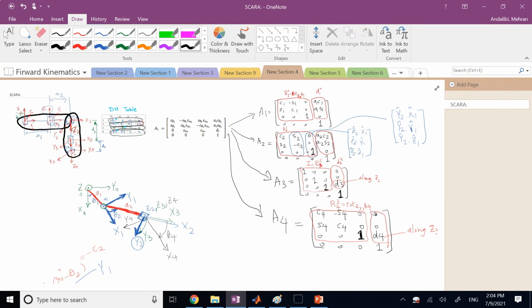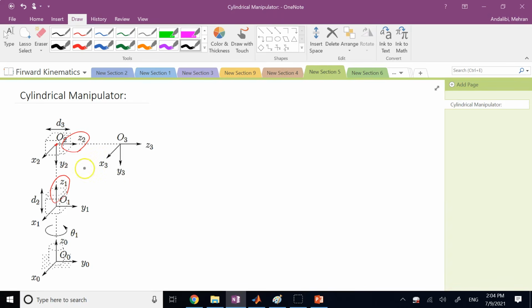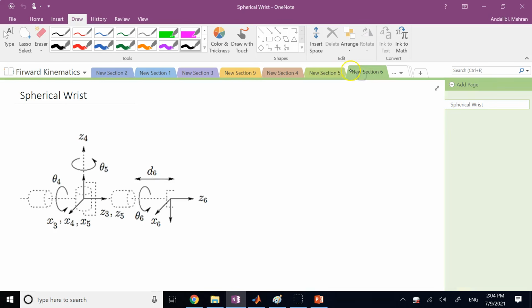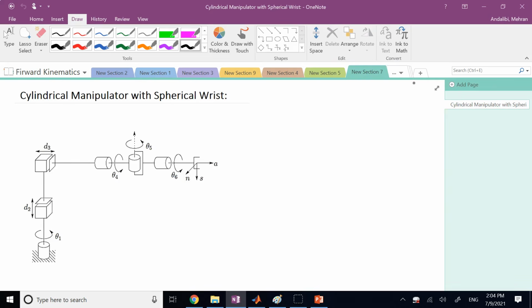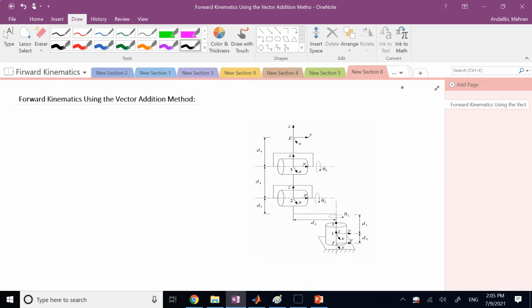So this video is already at 2 hours, 10 minutes, so I'm gonna stop it here. I have more examples to work on, and that is the cylindrical manipulator, that is the spherical wrist, and then combining them together to make it a 6DOF robot. We will work through those, but in my second video. And then I will show you the forward kinematics using vector addition method, which is a separate method.